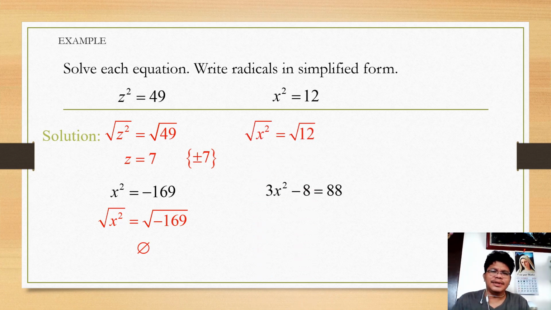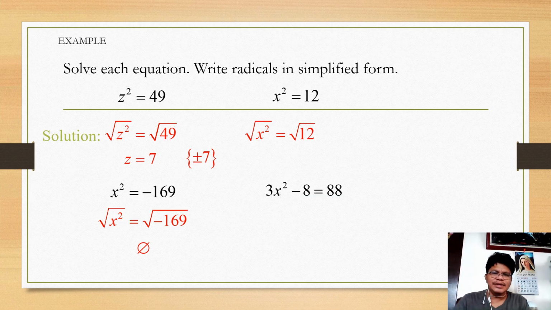Now if we compare example number 3 to example number 1 and example number 2, you can say that the square root of 12 is greater than 0 but not a perfect square. So this is an example of an irrational number. So what is the solution of the quadratic? The square root of x squared, of course, is x. And the square root of 12 is the square root of 12.